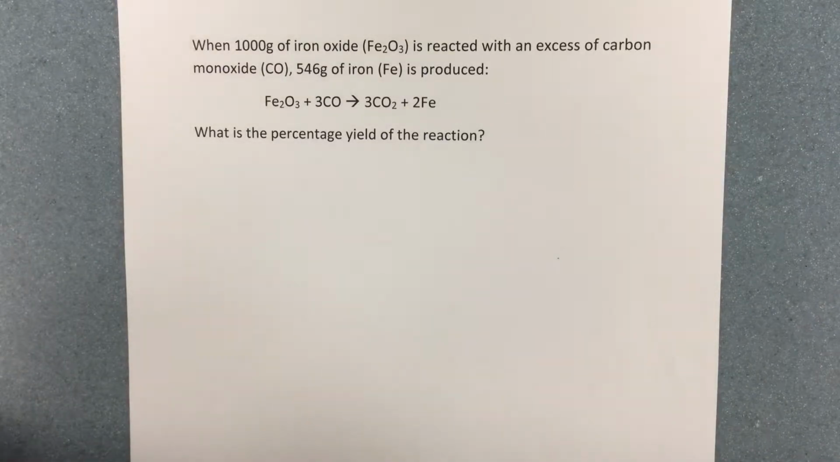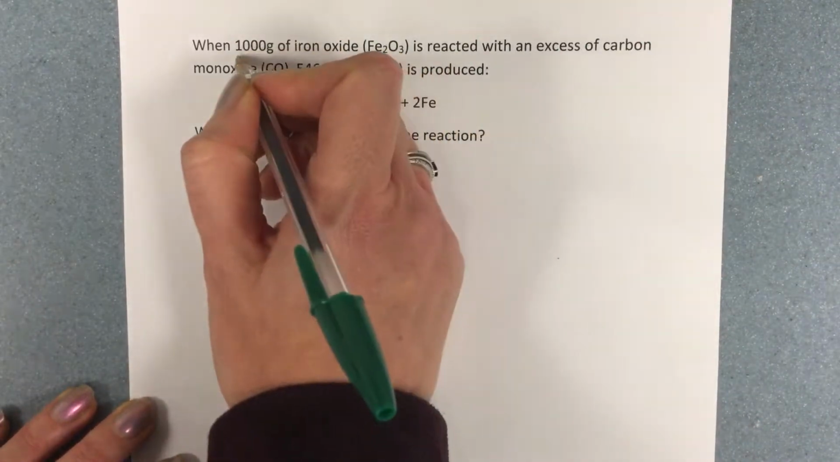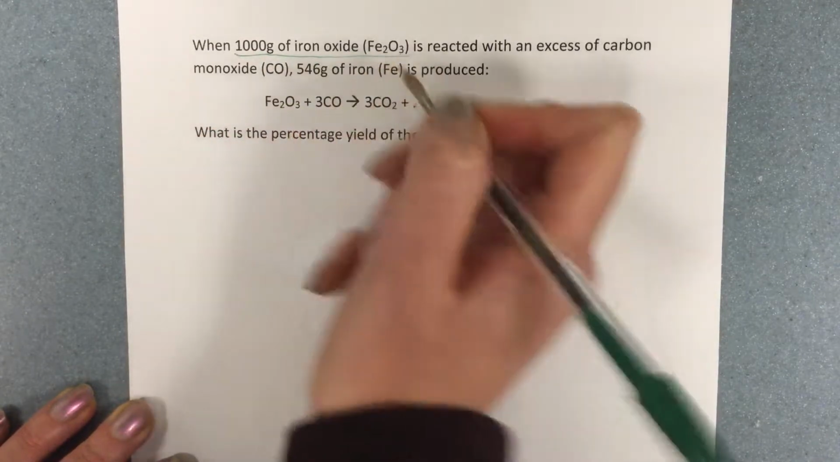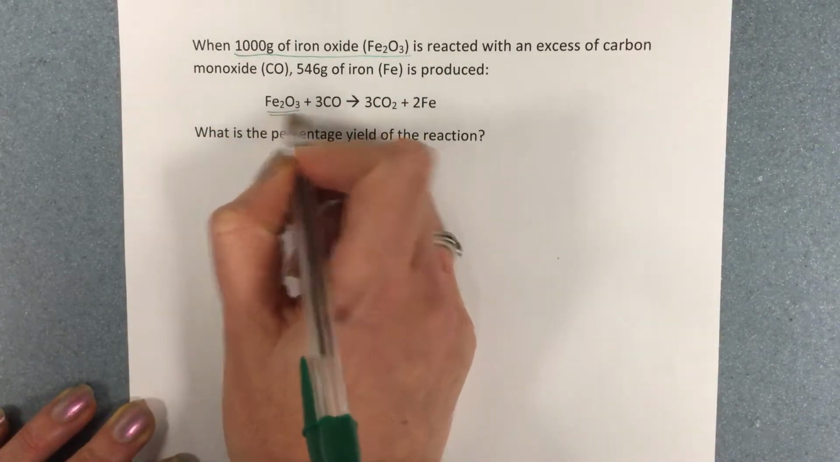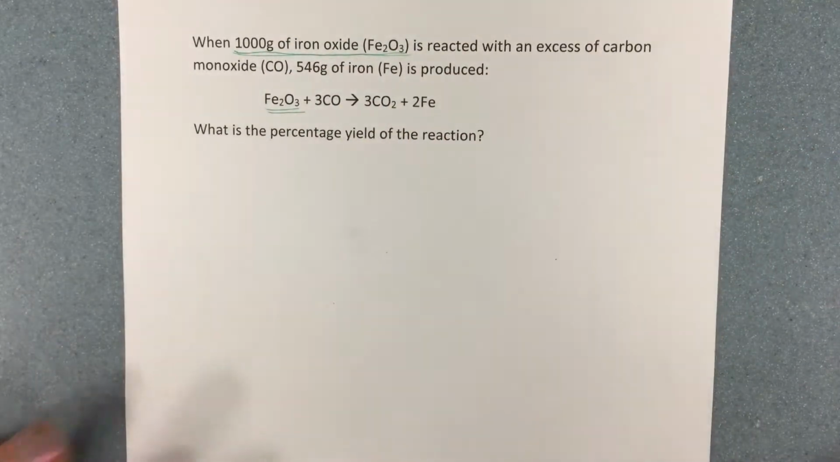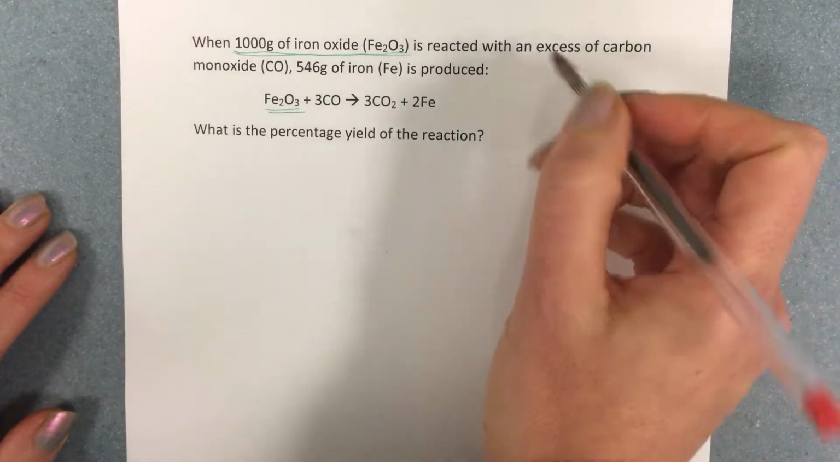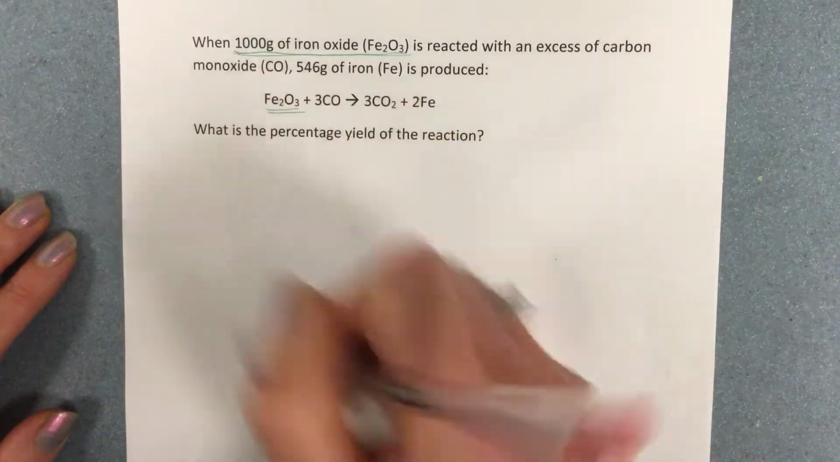Okay, this is a percentage yield question, but it's tackled in very much the same way as all the other questions that we've done, where we've been given the mass of one substance. So in this case, we've been given the mass of iron oxide, and there's the formula there in the equation. So we've been given mass in grams, and it looks like it's mentioning two more things in the question, but actually it says excess of carbon monoxide.